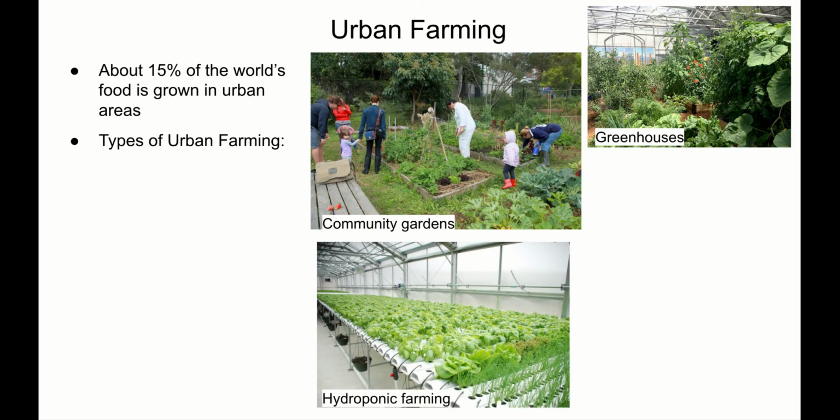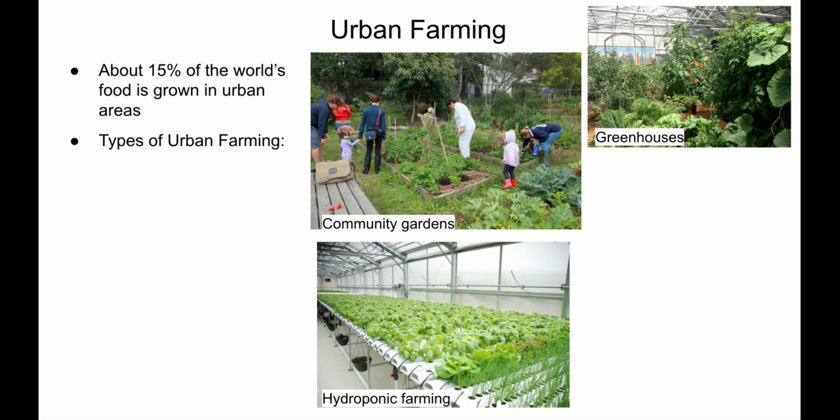We might see the use of hydroponic farming. You might be familiar with this from middle school, growing plants in nutrient-rich water. So they're not growing in soil. There's not soil circulating around their roots. It's water with a nutrient solution that's been added. And hydroponic farming is really easy to do indoors, especially in cities, indoors.